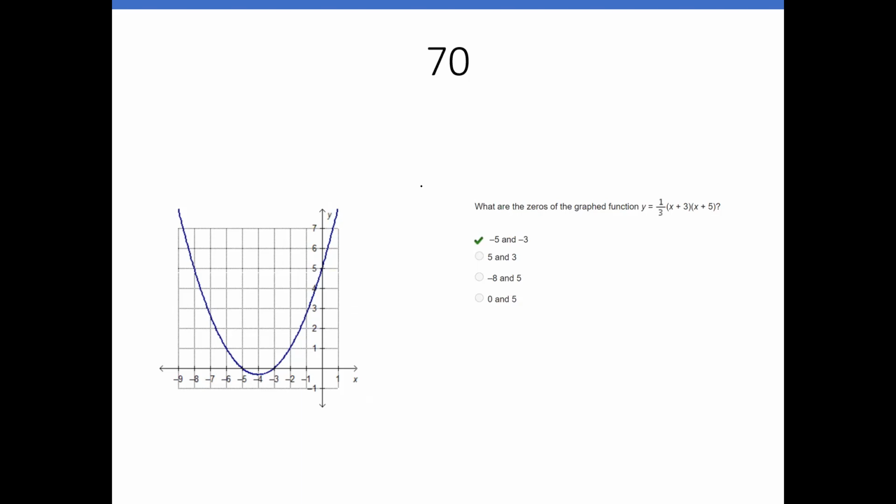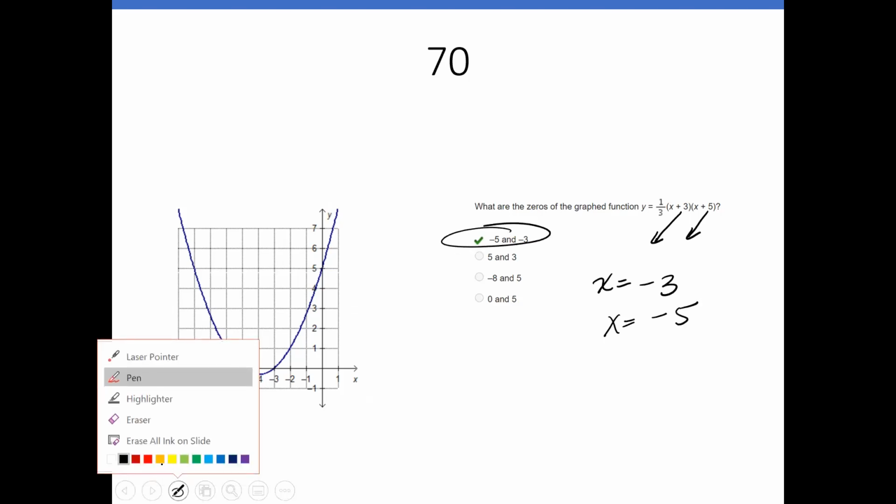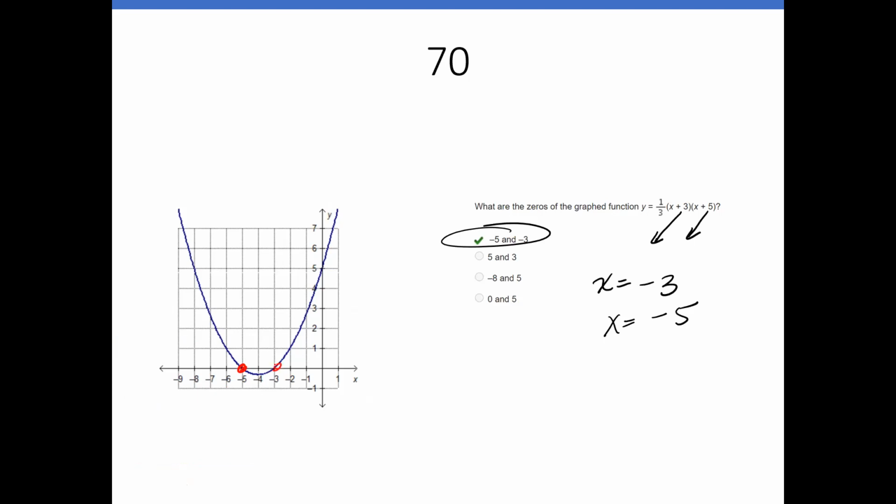Well, this is going to be simple, you guys. You're just going to take those two numbers right there and do the opposite. What's the opposite of a positive 3? What's the opposite of a positive 5? And then if you take a look at it, just to match it, does it touch this yellow line at -5 and -3? Yeah. And that's it.